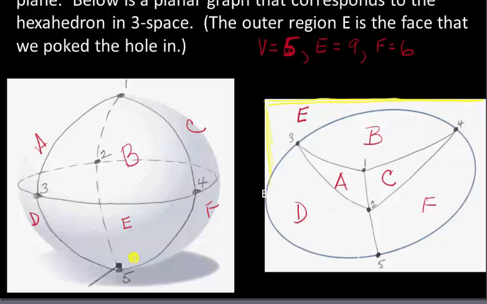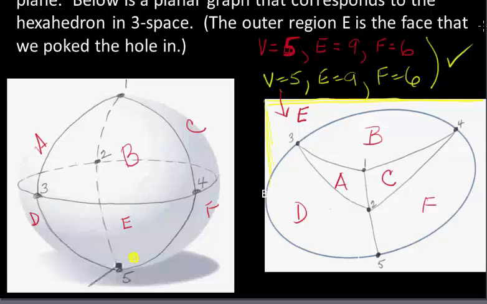Well, let's choose a different color here. I'll choose yellow, and let's see what it is for our planar graph that corresponds to the hexahedron. We see that we have still 1, 2, 3, 4, 5. Vertices is 5. Edges 1, 2, 3, 4, 5, 6, 7, 8, 9. Edges is 9. And the faces 1, 2, 3, 4, 5, 6. Faces is 6. So you see that it is exactly the same.